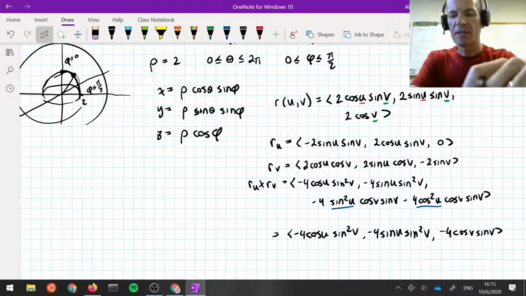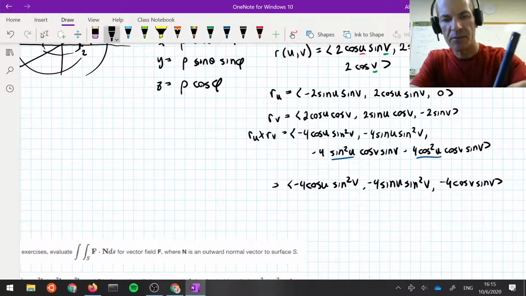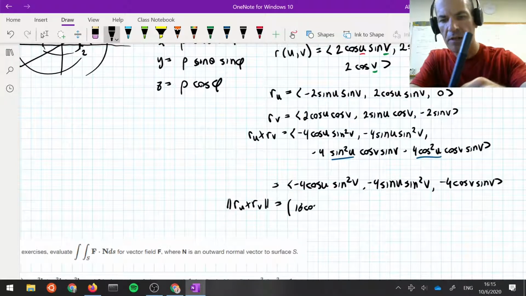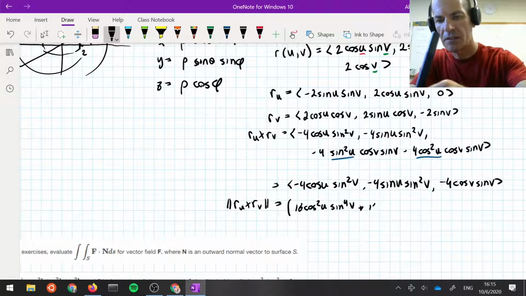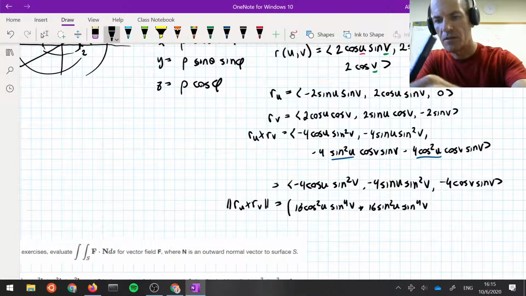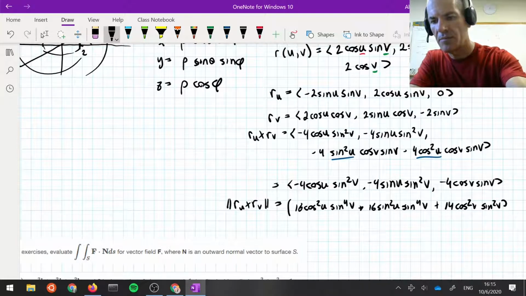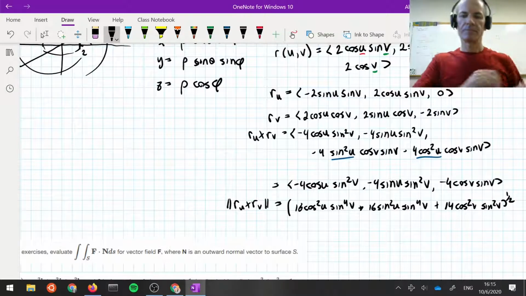Now, of course, we need to take the magnitude of that result, so the magnitude of r_u cross r_v. Square these things, add them up, and take the square root. So we get 16 cosine squared u sine to the 4th v plus 16 sine squared u sine to the 4th v plus 16 cosine squared v sine squared v, all to the 1/2.